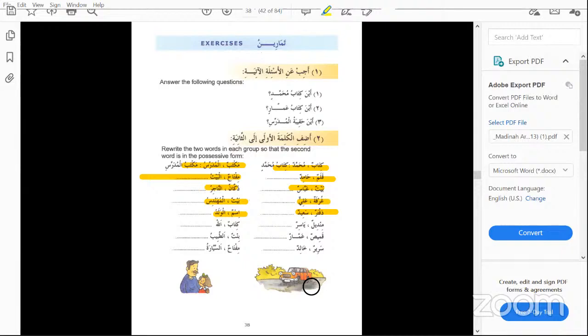Kalamu Hamidin. Miftahul Baiti. Baitu Abbasin. Dukkanut Tajiri. Ghurfatu Aliyin. Baitul Muhandisi. Daftaru Sa'idin. Ismul Waladi. Excellent. Excellent. Can I have next on the mic Parveen Razai?